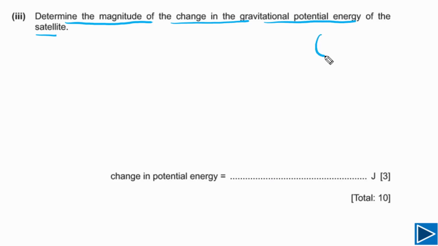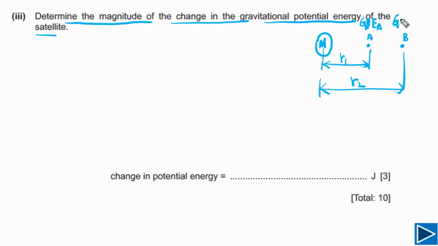First of all, let's try to understand this with the help of one sketch. Let's say this is our planet and its mass is capital M. Satellite was at the beginning at point A, then satellite moved to point B. When the satellite was at point A, let's say the radius of the satellite was R1. And when satellite moved to point B, let's say the radius of the satellite, this is R2. We can also assume that the gravitational potential energy of the satellite at point A is GPE sub A, and when the satellite is at point B, its gravitational potential energy is GPE sub B.